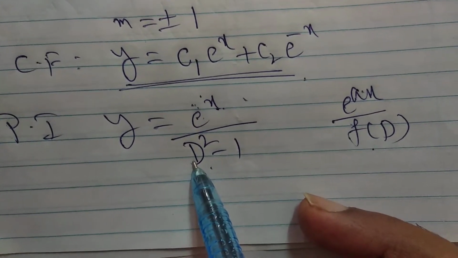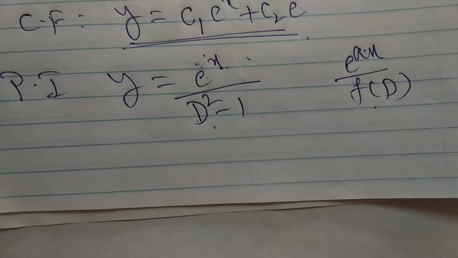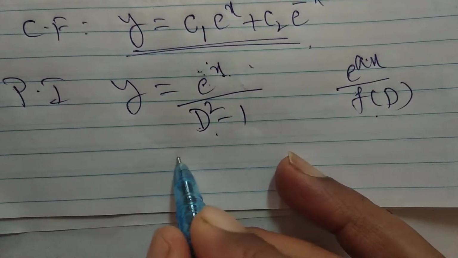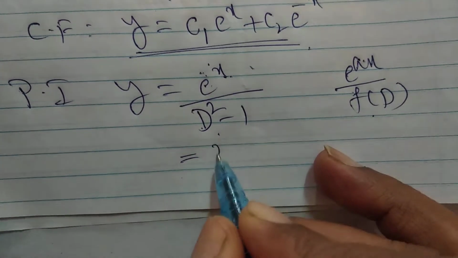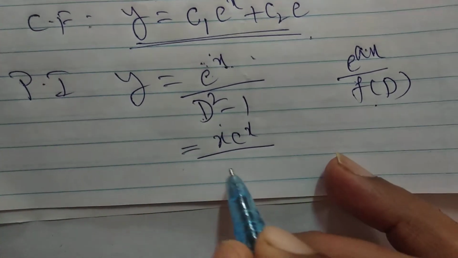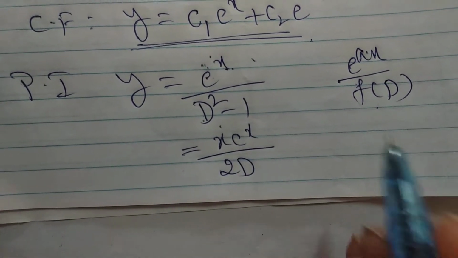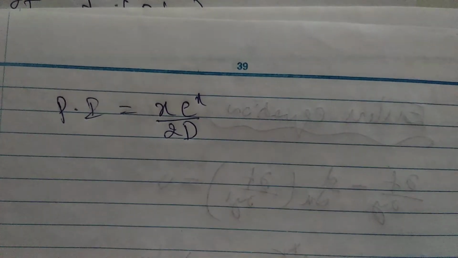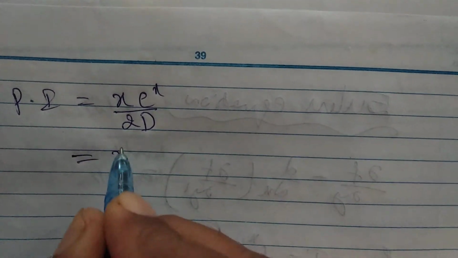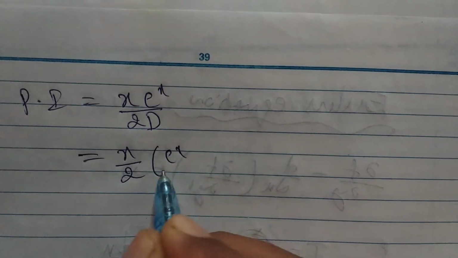So replace d by 1, what happens? 1 minus 1, that becomes 0. So if it becomes 0, what can we do? Multiply x in numerator and differentiate denominator. So what is the differentiation of denominator? D square becomes 2d and 1 becomes 0. So now x by 2 e power of x by d, or this can be written as x by 2 e power of x by d.